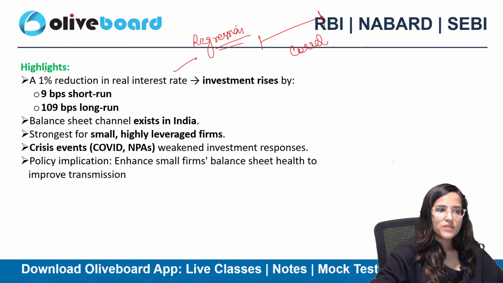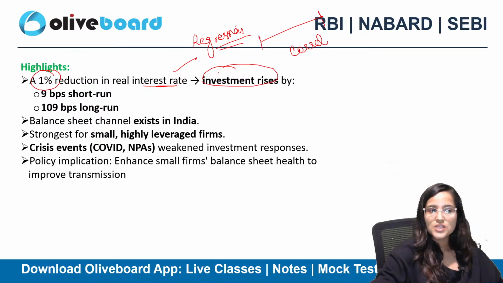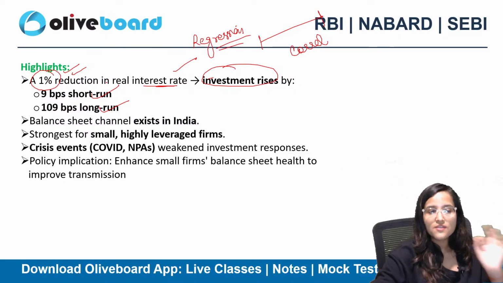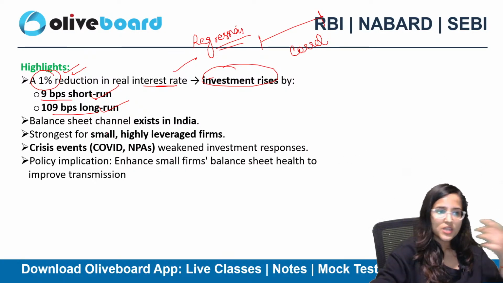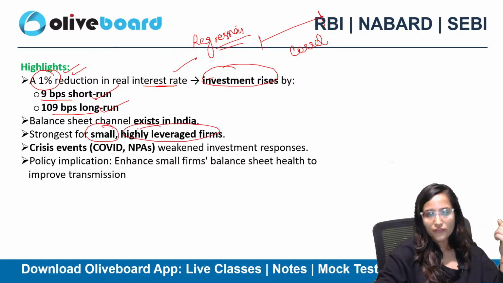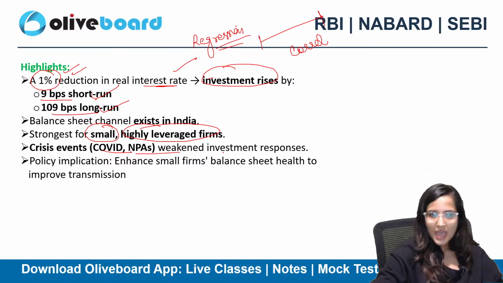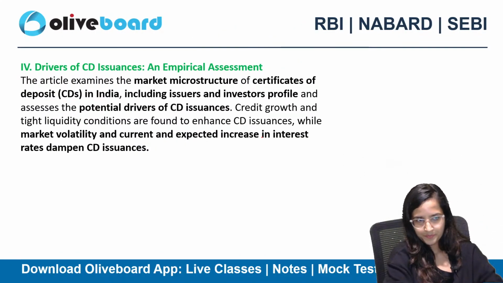So what did we find here? That a 1% reduction in real interest rate leads to an investment rise of 9 basis points in the short run and 109 basis points in the long run. So if you are reducing the real interest rate by 1%, it is leading to an increase in investment by 9 basis points in the short run and 109 basis points in the long run. It is strongest for small and highly leveraged firms, and crises like COVID, NPAs and all, they have weakened the investment responses, but otherwise the overall scenario is good.